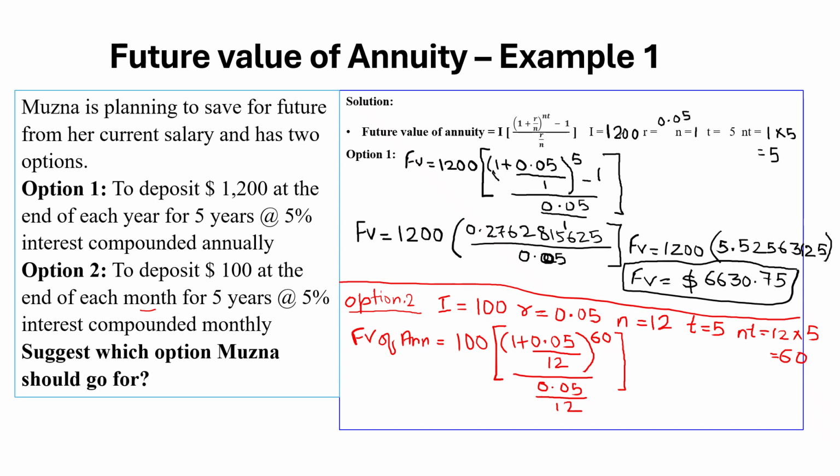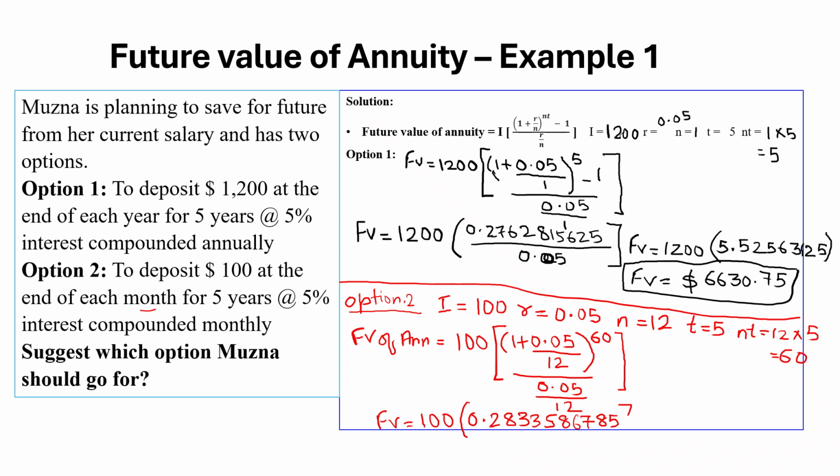Now when you solve this, it will give us future value is equal to 100. Do it separately. First this top one: 1 bracket 1 plus 0.5 divide by 12 bracket close power of 60. So we will get 0.283358678.